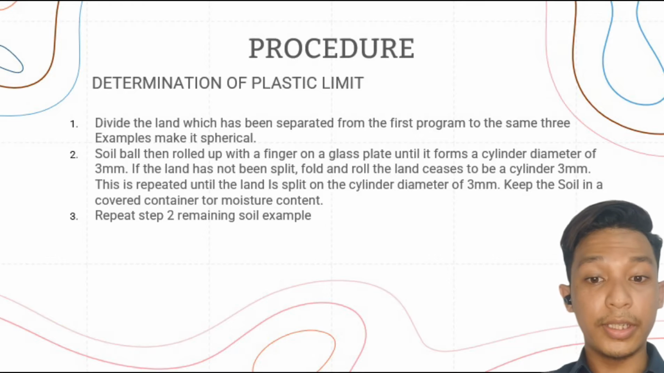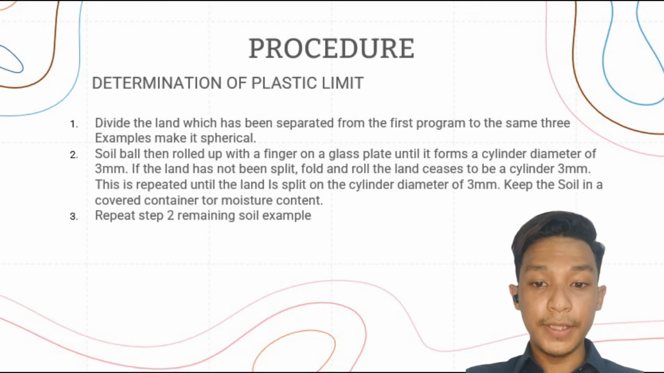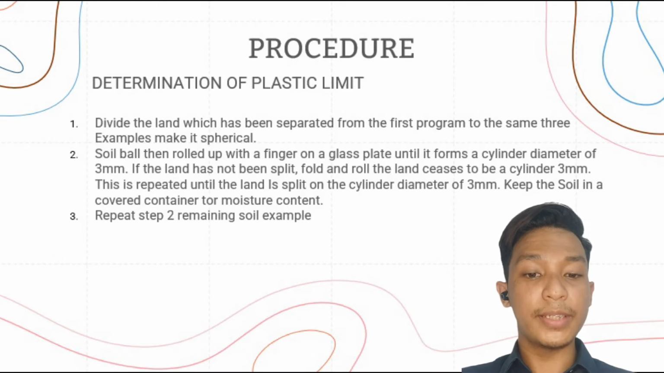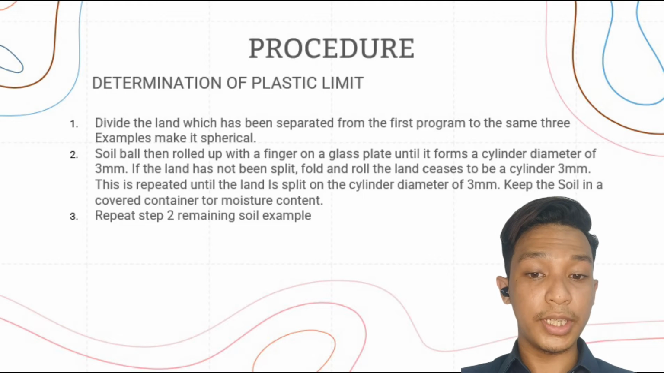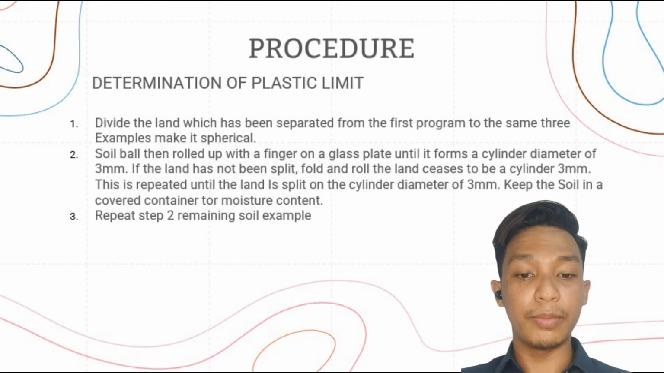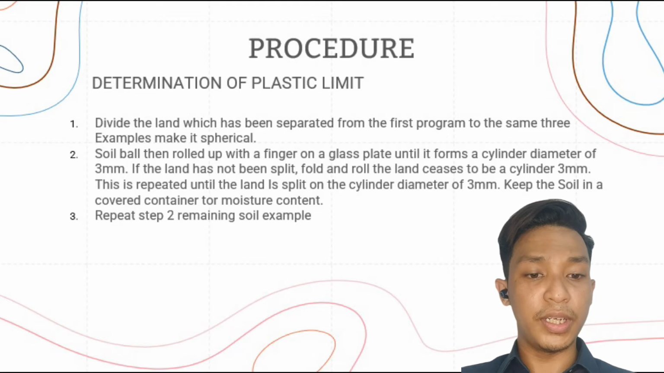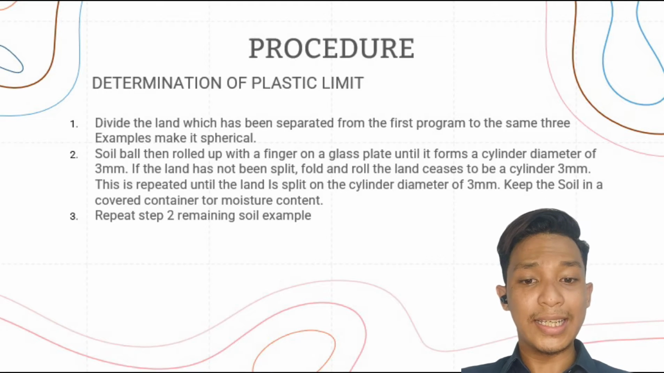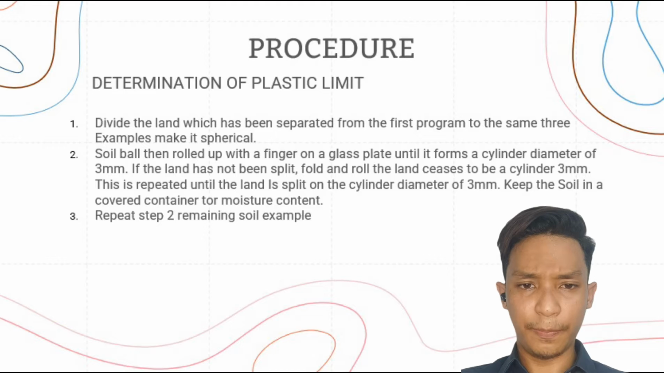Okay, the next procedure, determination of plastic limit. First, divide the soil which has been separated from the first procedure into 3 samples. Make it spherical. Second, roll the soil ball with the fingers on a glass plate until it forms a cylinder of diameter 3 mm. If the soil has not split, fold and roll the soil again to a cylinder of 3 mm.